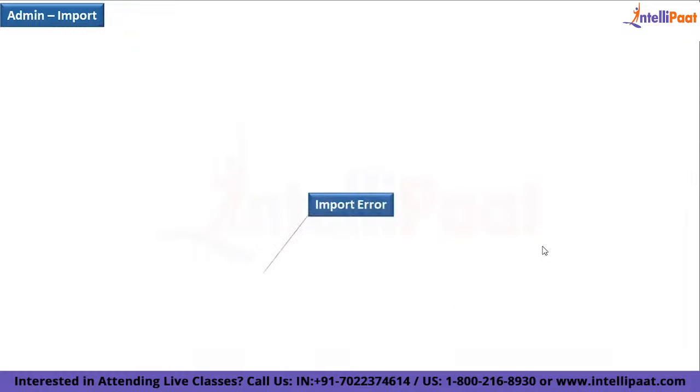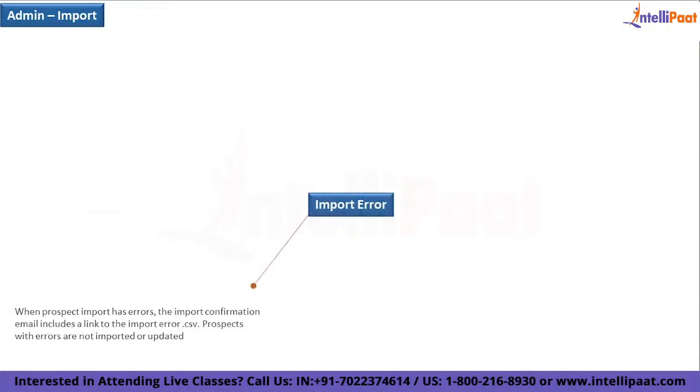Import error. What do you mean by import error? Whenever prospects are imported, there might be an error notification. The import confirmation email includes a link to the import error CSV. Whenever you upload prospects into Pardot, after the completion of the upload, a notification will be sent to your email address. If an error happened during upload, it will give you a link. You can click on that link, and it will take you to the report where it will show you what the error is all about.